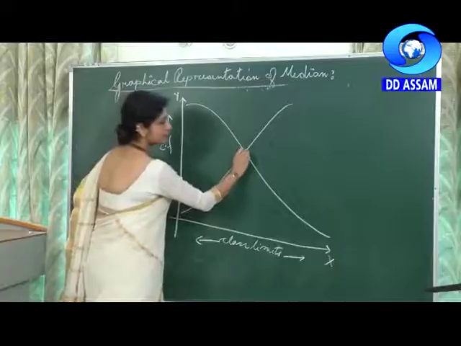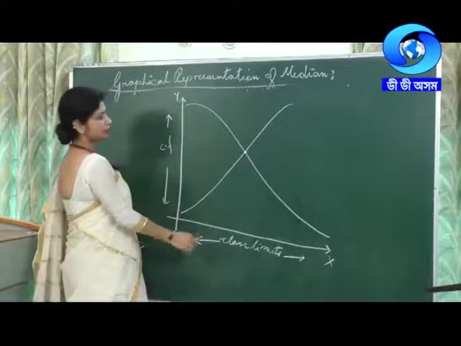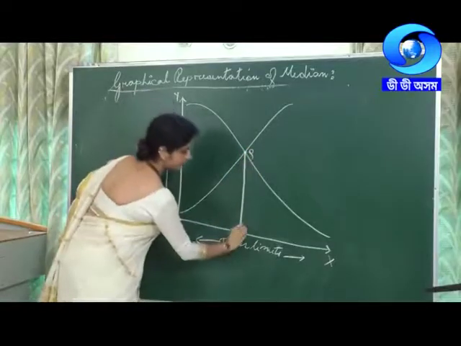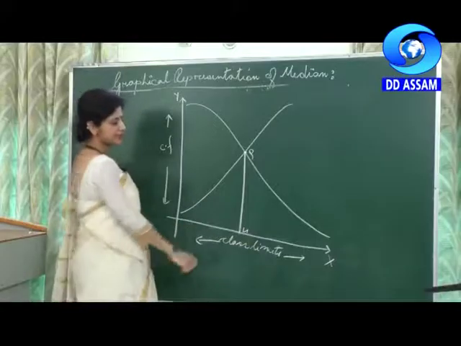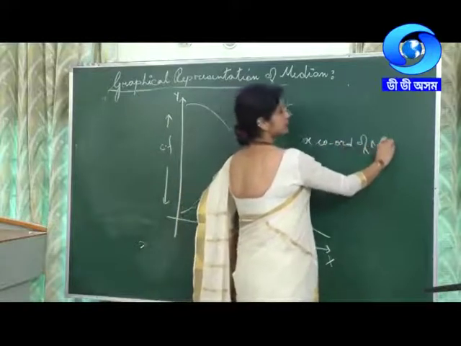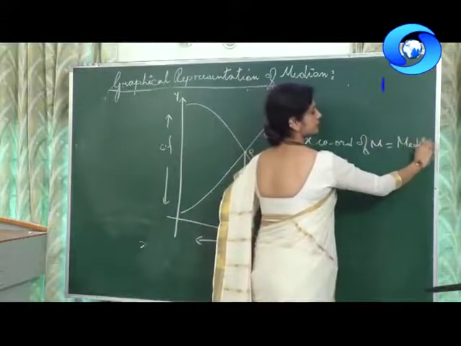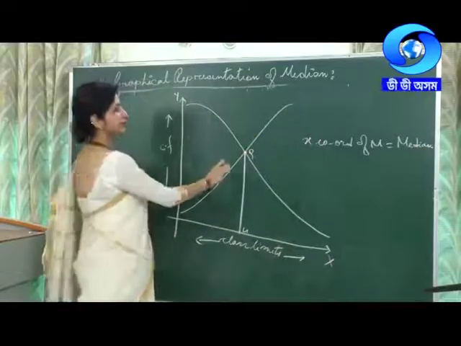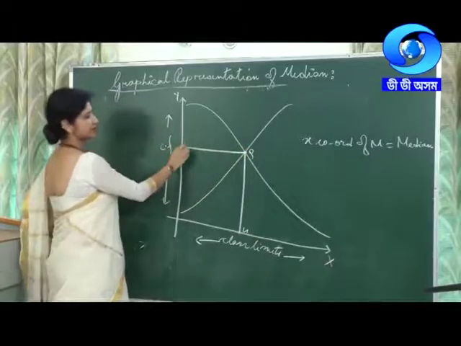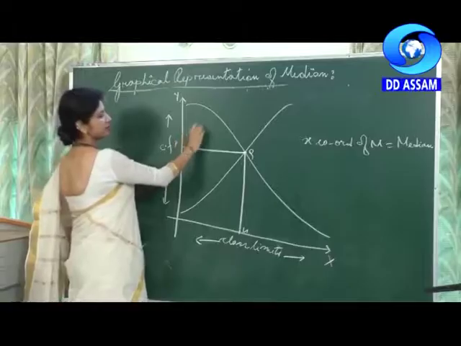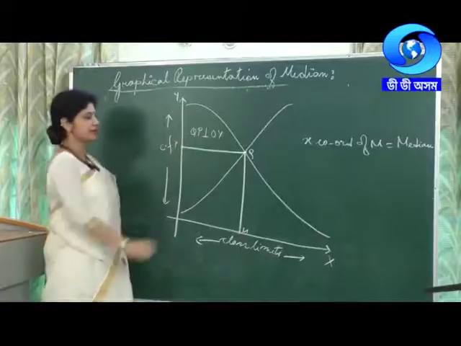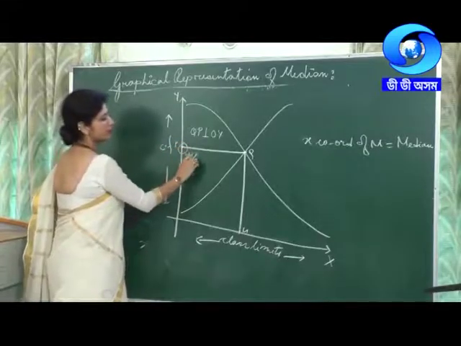We get a point of intersection of both the curves. From there, if we drop a perpendicular, say QM, on the x-axis, then the x coordinate of M is the required median. And if we drop a perpendicular from this point Q on the y-axis, say QP is drawn perpendicular to OY, then this point P is nothing but the value for n by 2.